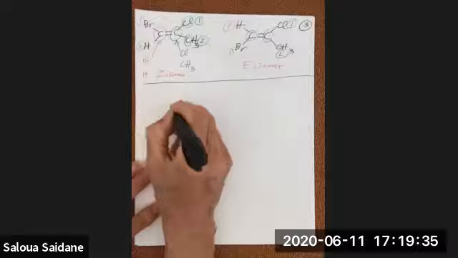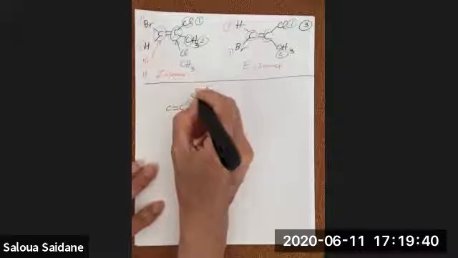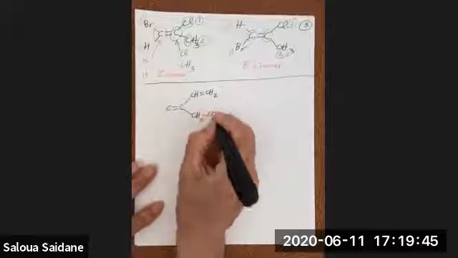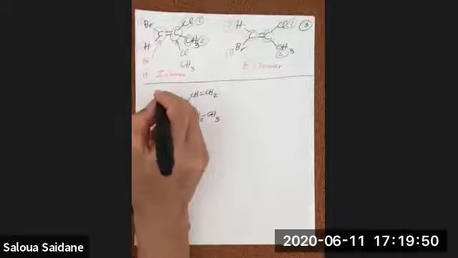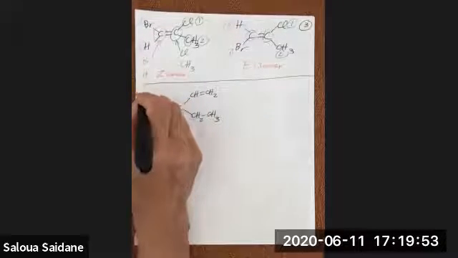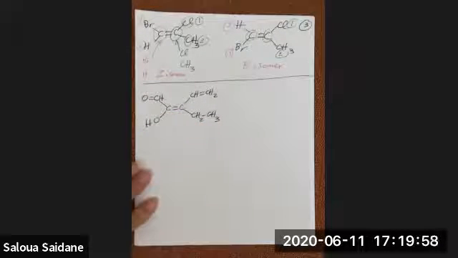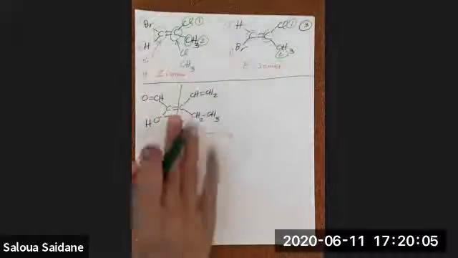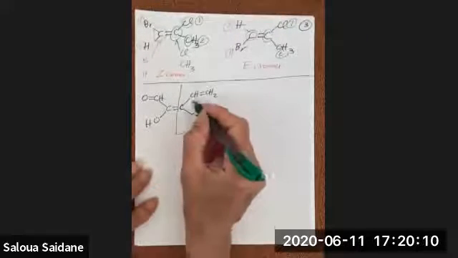So if I have C double bond C, and in here I have a CH2, and in here I have CH2, CH3. On this side, I have a CHO, and on this side, I have an OH. So the question is, how do you prioritize these? Well, let's focus on this side of the molecule, the right side. This is my carbon. I need to prioritize this or this.